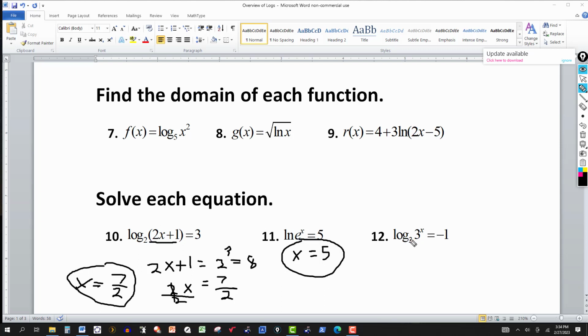Number 12, the same thing pretty much. You have the log of 3 to the x to base 3. Again, you have a base of 3 here and the base of 3 here. These bases are the same. One of your properties, this is one way to do it. That simplifies to x. And the right side is -1. So the solution to this one is -1.